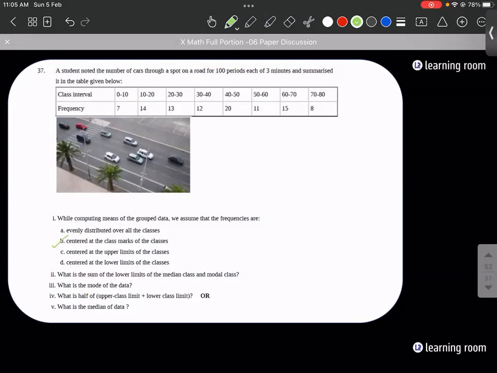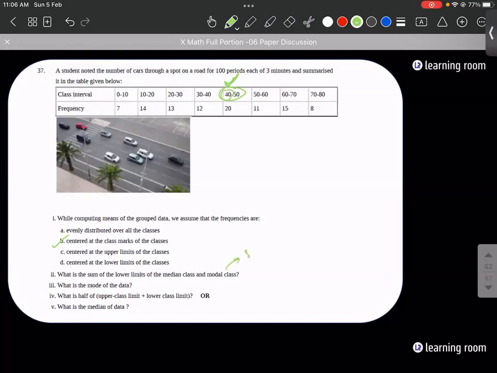What is the sum of the lower limits of the median class and the modal class? 70. It's given as 80 here. Is there any calculation mistake? I got 80. 80 is the answer, sir, because the modal class and the median class are the same class. Which one is that? 40 to 50. So the lower value is 40, and 40 added to itself is 80.